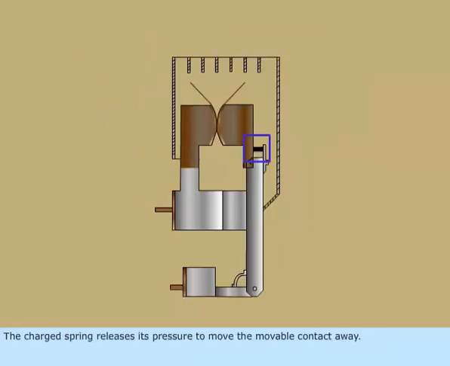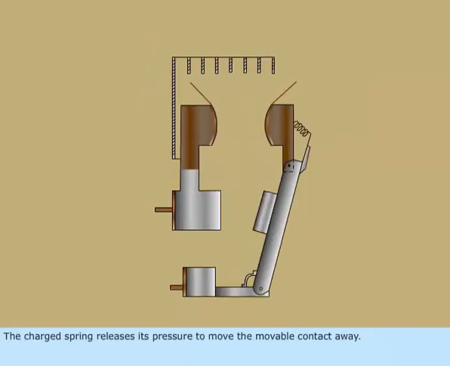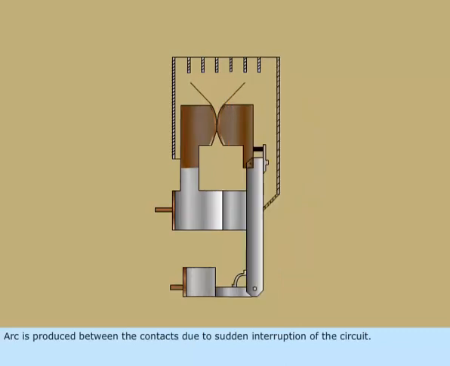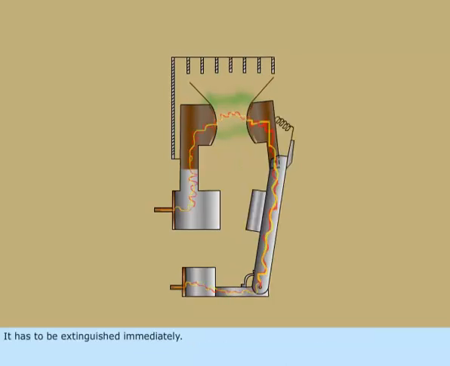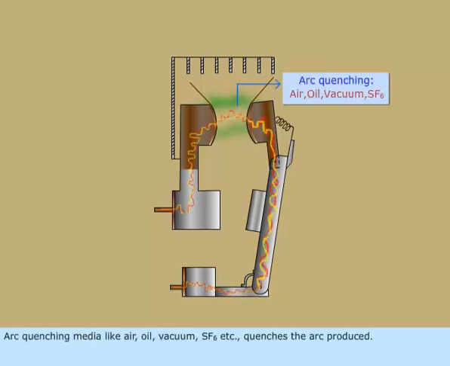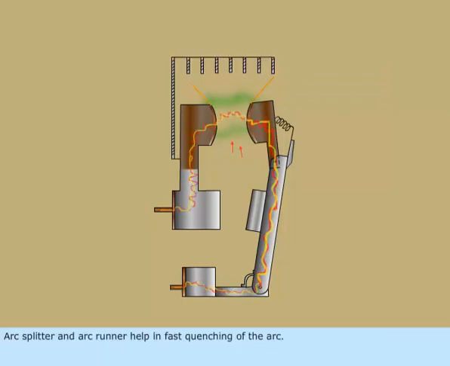The charged spring releases its pressure to move the movable contact away. Arc is produced between the contacts due to sudden interruption of the circuit. It has to be extinguished immediately. Arc quenching media like air, oil, vacuum, SF6, etc. quenches the arc produced. Arc splitter and arc runner help in fast quenching of the arc.